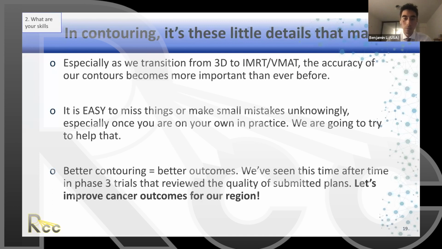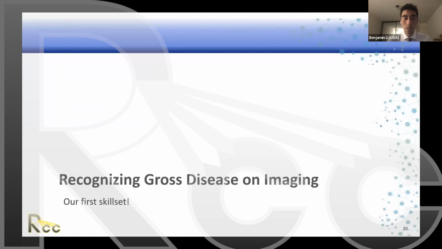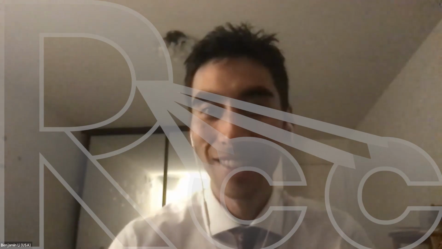And we also know this not just from anecdotes, but from reviews of phase 3 trials, where people have actually compared the quality of plans that were submitted and found worse outcomes when there were deviations from the contours that were supposed to be done. So let's take this step and improve cancer outcomes for our region. Our first skill set is recognizing gross disease on imaging, and I'll hand off to Dr. Paly.